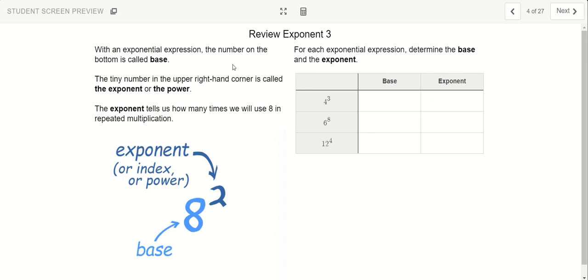This is called an exponential expression, which is made up of two parts. The number on the bottom is called the base. That's the number that's being multiplied over and over. And the number in the upper right-hand corner is called the exponent, which tells us how many times we're going to multiply over and over again. For example, here 4 is the base, the number on the bottom, and 3 is the number on top. 6 is the base, 8 is the exponent. And 12 is the base, and 4 is the exponent.